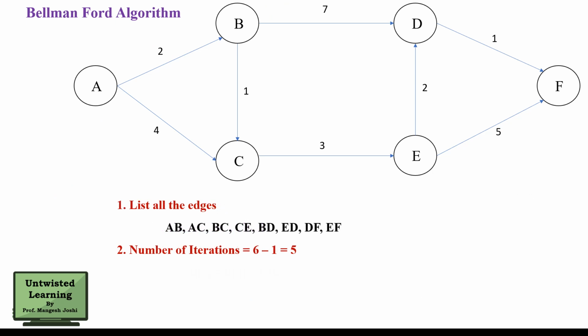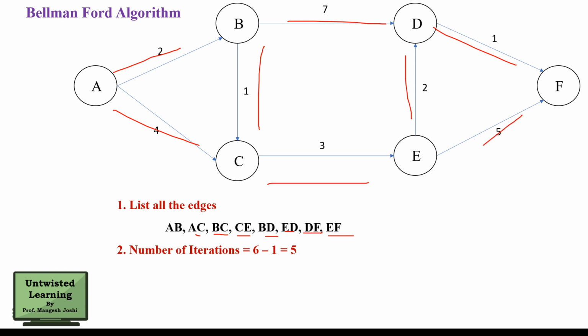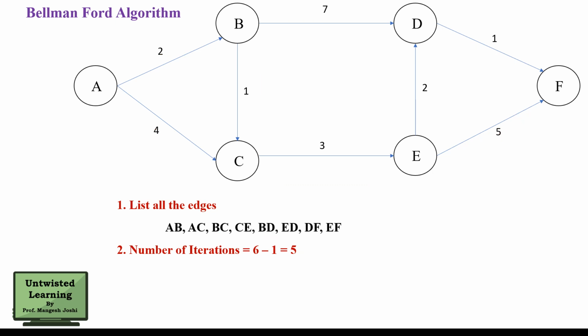If we take this problem, I have listed down all the edges: AB, AC, BC, CE, BD, ED, DF, and EF. The number of iterations should be 6 minus 1, that is 5. After doing this, let us start iteration 1.